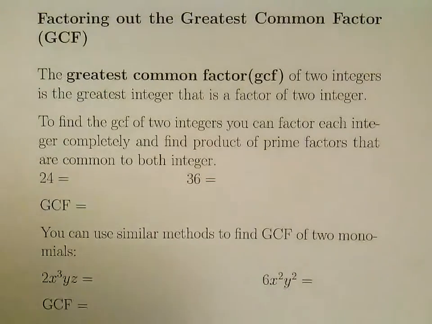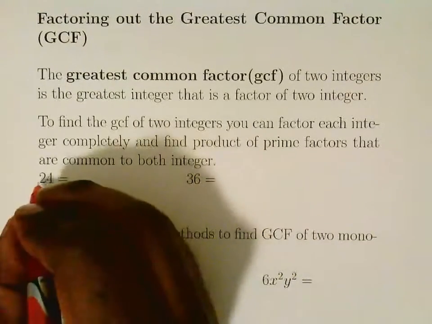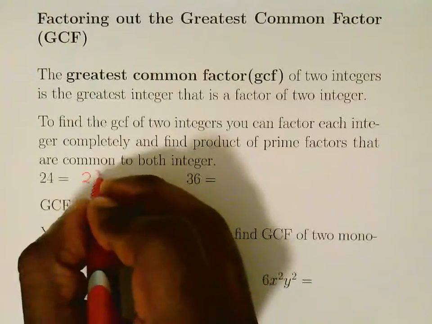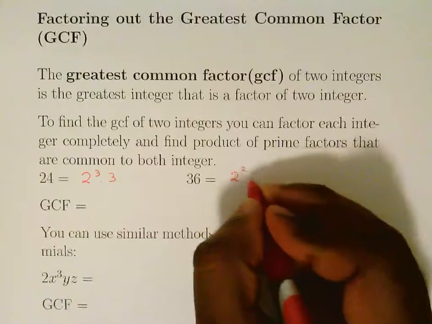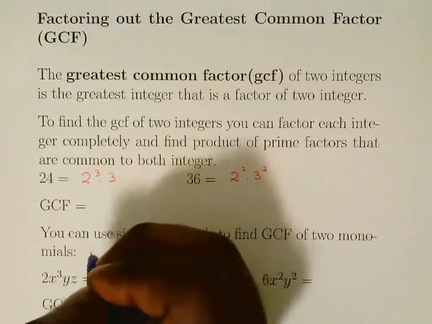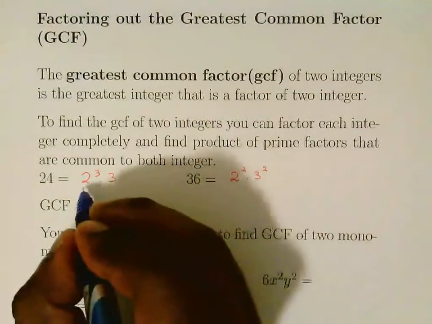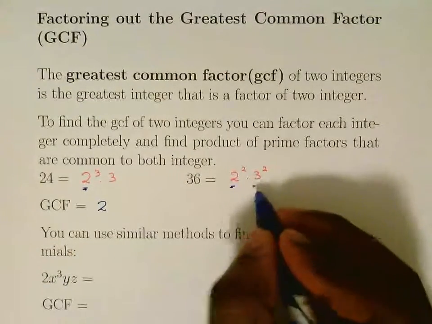All right, so let's look at this one right here. First thing is look at the greatest common factor. How do you find the greatest common factor? Factor things to prime factors. So 24 factors are 2 to the power 3 times 3. 36, the factors are 2 to the power 2 times 3 to the power 2. When you pick the greatest common factor, it should be the common factor, so the bases should be common. 2 is a common base, 3 is a common base.